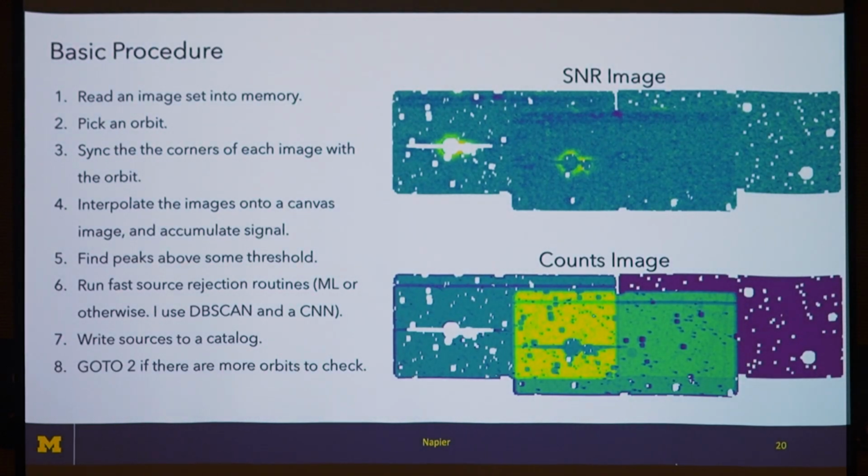The basic procedure for each image set is that you read the image set into memory, pick an orbit, synchronize the corners of each image onto a canvas for the orbit, interpolate your image onto the canvas, accumulate signal, find the peaks that are above the threshold, and run fast source rejection routines. I use DBSCAN and a convolutional neural network just to quickly eliminate junk.